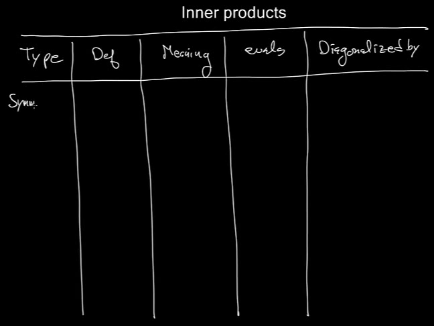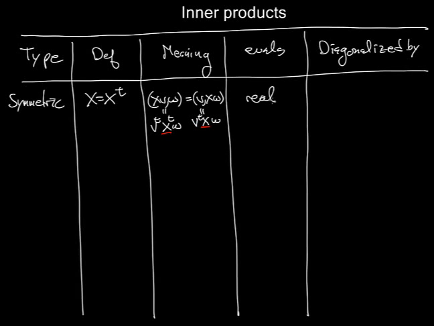So we started off talking about symmetric matrices, and the definition is, of course, X equals X transpose. And I want to emphasize that the meaning of this is captured by this equation: XV·W is equal to V·XW, because if you write these two things out, you see on one side you have an X transpose, and on the other you just have X, and so those two things must be equal. And the eigenvalues of a symmetric matrix are real, and it can be diagonalized by an orthogonal matrix.